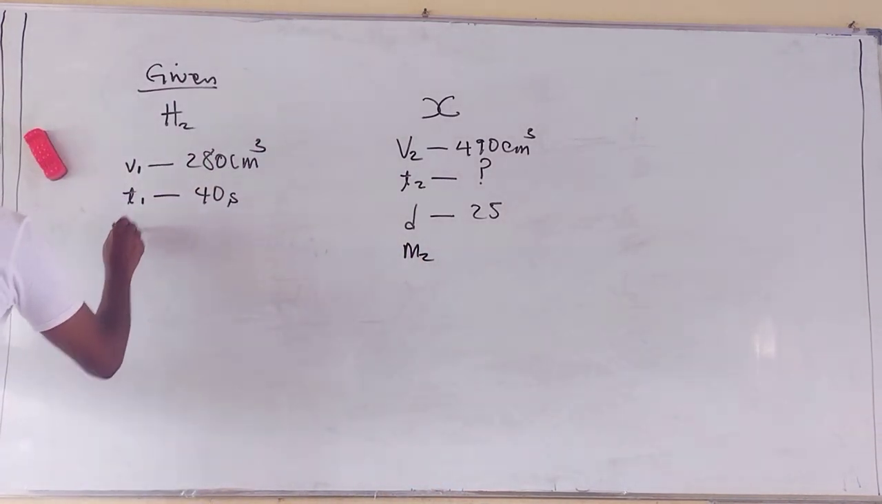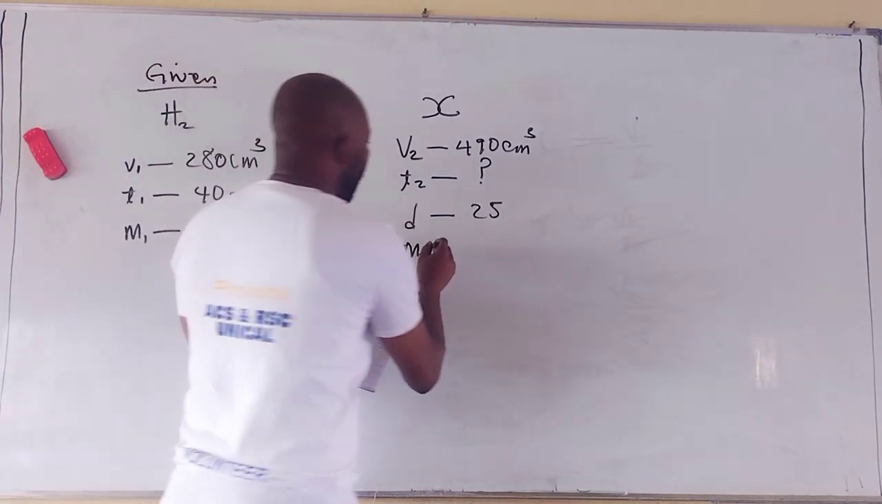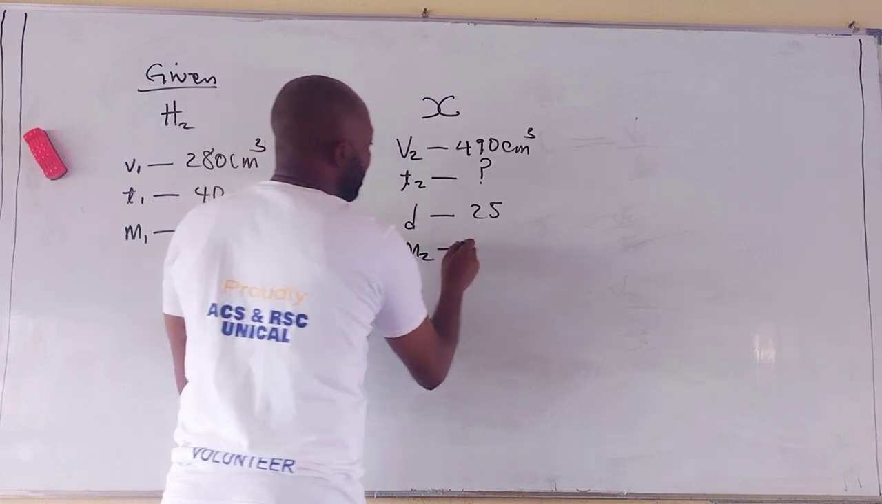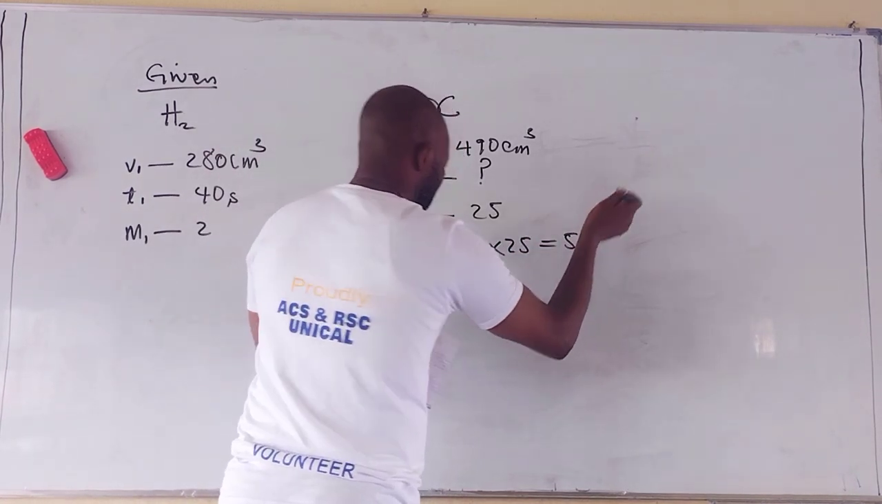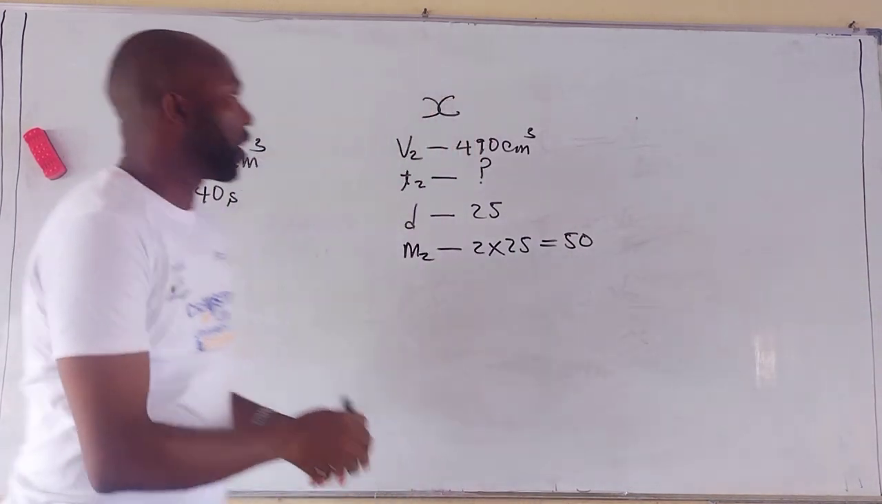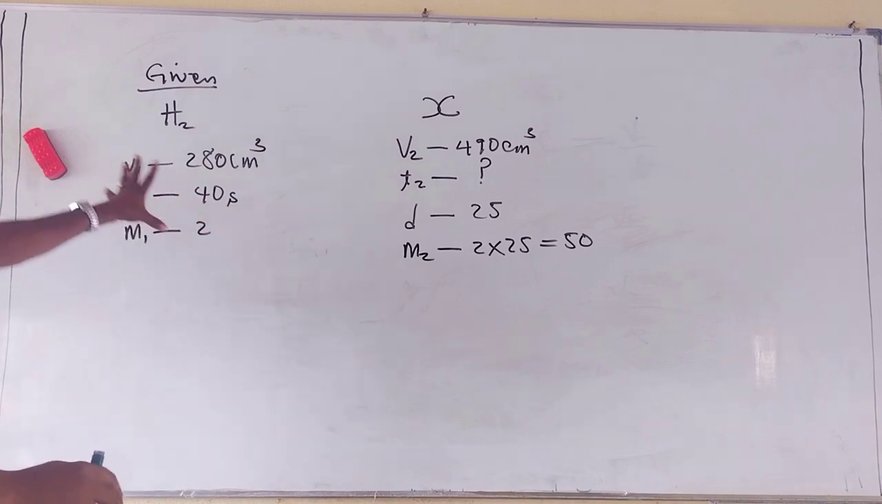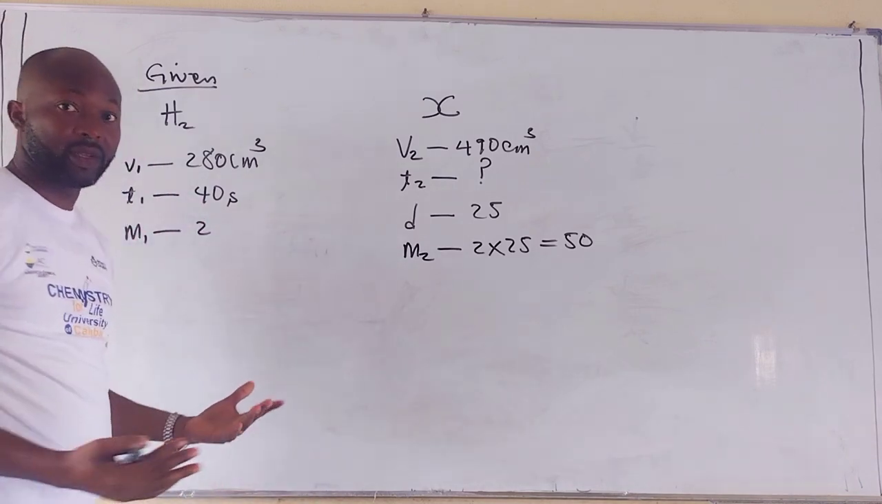So this is M1 is 2. So now here, the relative molecular mass will be 2 times 25, which is 50. Call it GMO or something. I don't know if I am communicating. Now, this is what we can get from the question before we can start solving.